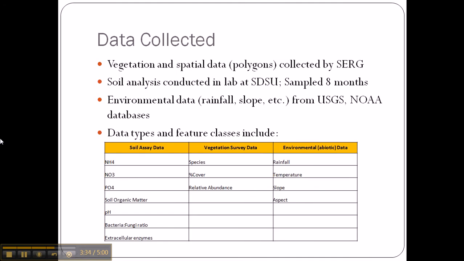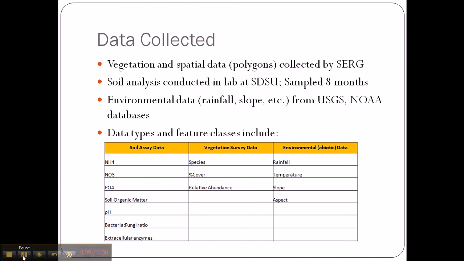The data that comes out of this experimental design can be broken up into 3 major blocks of data types. The first were collected by me and analyzed by either me or my students. And these are the soil assay data. And so we performed a variety of soil assays that lets us know the nutrients that are in the soil, the moisture, and the pH of the soil, and also biotic traits such as bacteria to fungal ratio and extracellular enzymes.